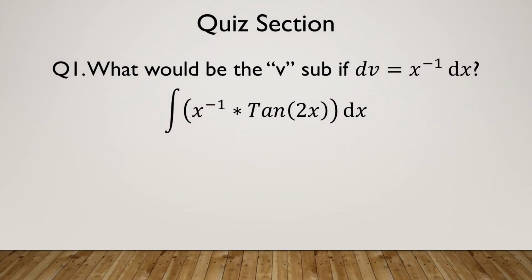I have provided 3 quiz questions for you, the viewer, to pause the video and try to answer on your own. Question 1 is, what would be the v sub if dv equals x to the negative 1 dx for the integral below? Natural log of x, x to the negative 2, or 1? The answer was ln x, natural log of x.